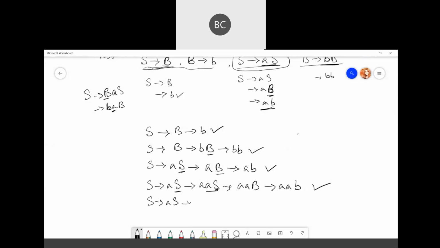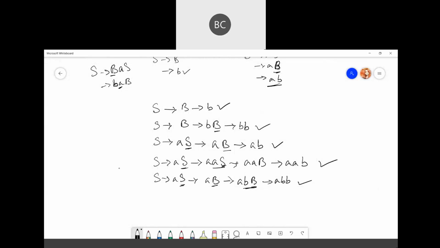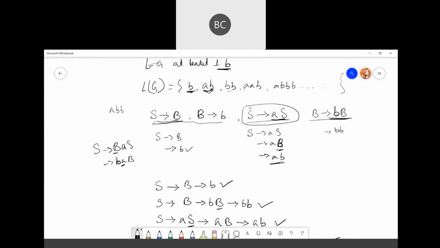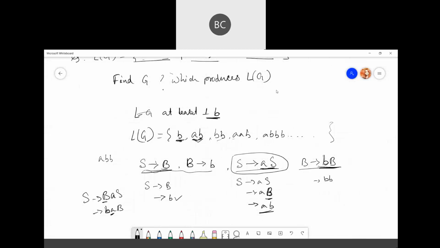Let's take another example. Suppose from S, I go directly to B. From B, I want to use this production rule, that means A, B, and capital B. From B here, I can again replace B with bB. This is also accepted. So now you can see these productions are just enough to generate any string which is acceptable by this particular language.